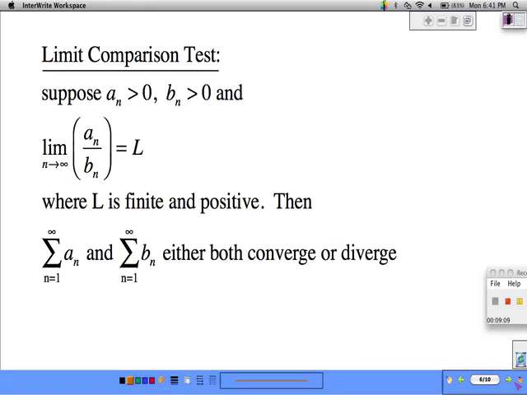Suppose that all of our terms are greater than 0, and if we take the ratio of a sub n to b sub n, and then take its limit as n goes to infinity, we get a number, where that number is a finite number and positive. Then either both of our series will converge, or both of our series will diverge.